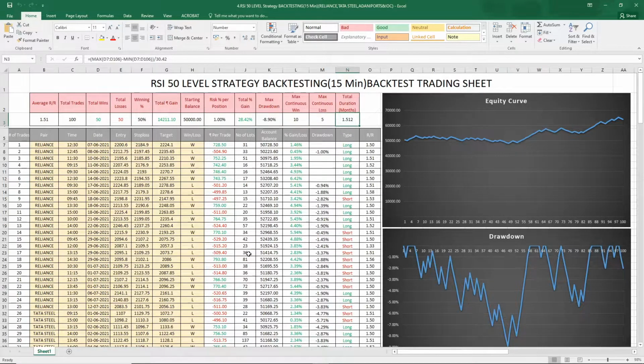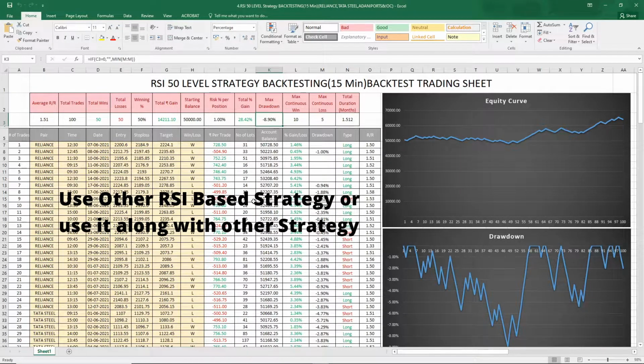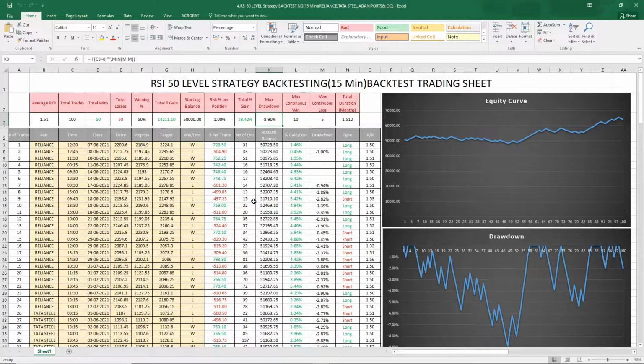So the strategy is profitable. As we know, the gain in the account was 28.42%, which is low compared to other strategies tested on this channel, whereas the drawdown of 8.9% is high compared to other strategies. Taking trades just on RSI can be profitable, but I wouldn't advise it. RSI is a powerful indicator. It can be quite profitable if you use it along with other strategies. Or you could also use divergence strategies, which will be covered in future videos.